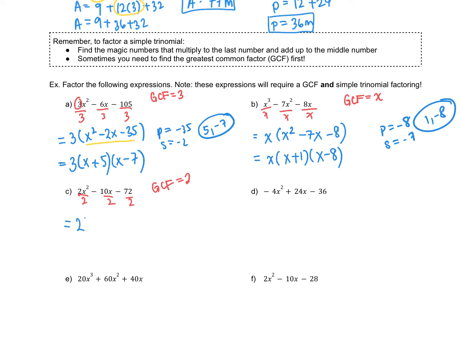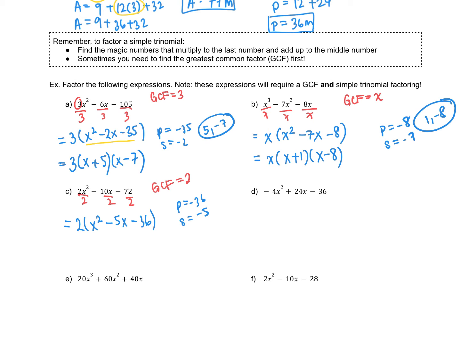So if we divide everything by 2, you're left with x squared, subtract 5x, subtract 36. So I just divided all the coefficients by 2. The x's were not affected. So now we need a product that's negative 36. So I need a positive and a negative number. And I need a sum that is negative 5.